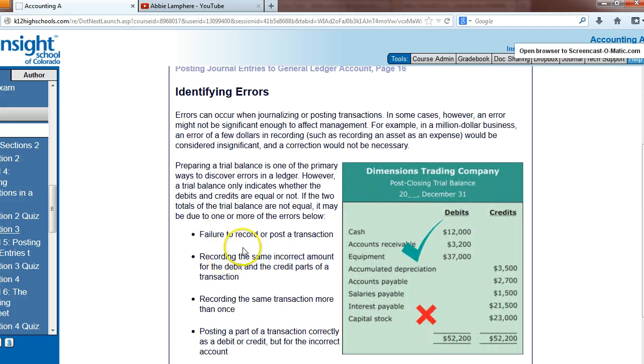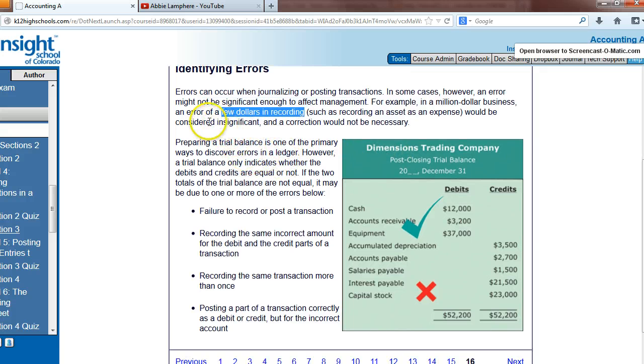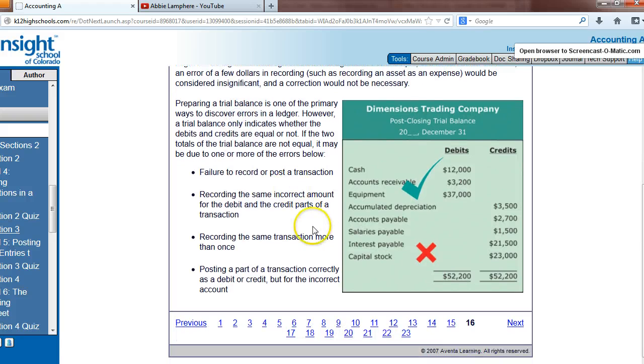Okay, when it comes to identifying errors, errors can occur when journalizing or posting transactions. It might not be significant enough to affect management. For example, if you have a huge business that's worth millions of dollars and there's a few dollars error in recording, that would be insignificant and you wouldn't need to go in and make the correction. But when we're doing smaller businesses like what we are in this class, preparing a trial balance is the primary way to discover errors in the ledger.